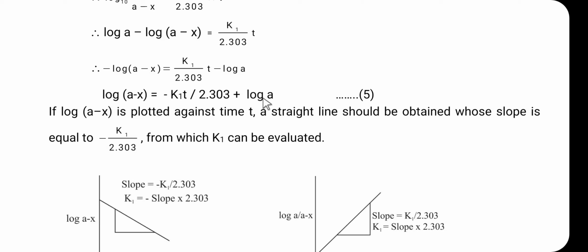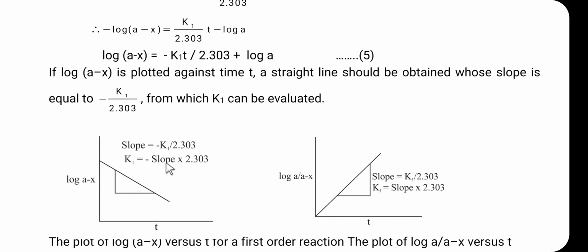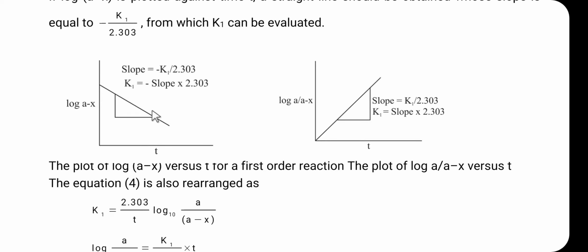So plus log of a, this is equation number 5, and equation 5 is in the form of a straight line, that is y is equal to mx plus c. Here this is the y, this is the mx, that is k1 into t divided by 2.303, plus log a, that is the c. If we plot the graph of log of a minus x versus t, the nature of the graph is in this way.